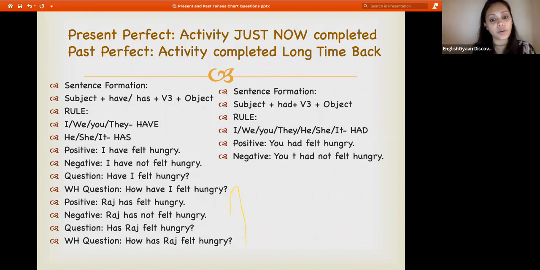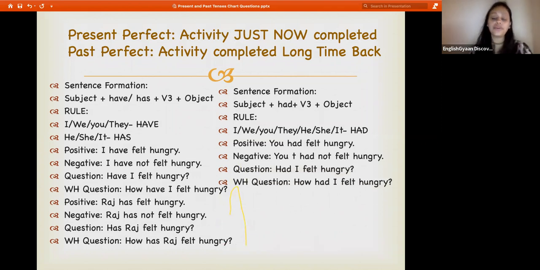Had ka negative, had not. You had felt hungry. You had not felt hungry. Had you felt hungry? Why had you felt hungry, or how had I felt hungry? So present perfect is activity just now done. Past perfect is action that has happened, completed long time back.